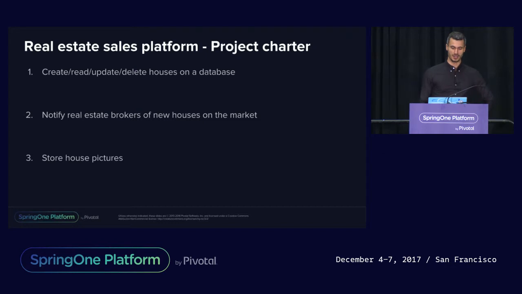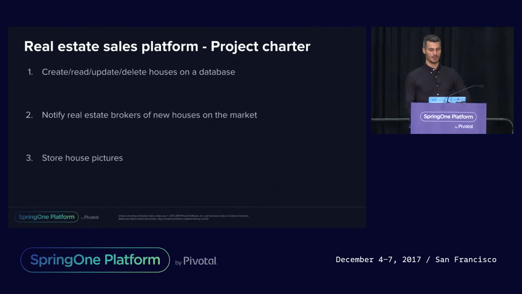The first one is that we want to have a database. We want to be able to store houses in our database, read them, do normal CRUD. The second requirement is that we should be able to notify real estate brokers, so real estate salespeople, that we've got new houses on the market so that they can start selling. The third requirement is to be able to store the pictures of what we're selling, because there's really no point for a real estate sales platform to exist without pictures, because people don't know what they're getting.